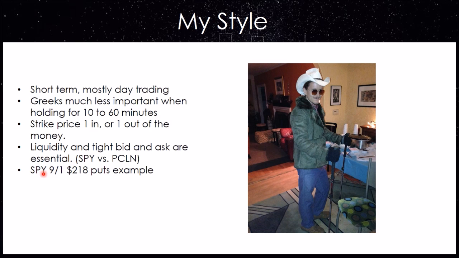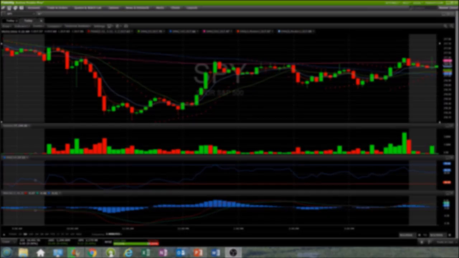Now we're going to go into a specific example of an option trade that I made just this past week. It was SPY September 1st, 218 puts. Of course, it was based on the price action on the 5-minute chart of SPY that told me I wanted to get into these puts, and we'll look at the risk to reward and how that trade played out.